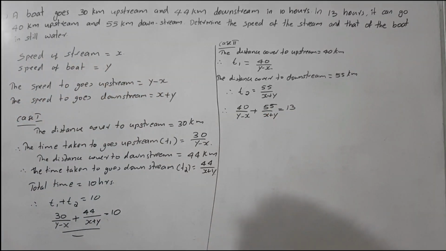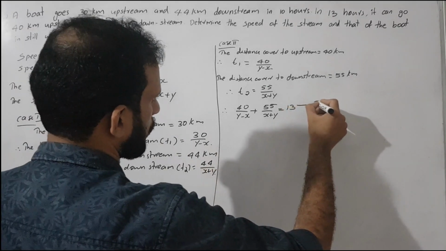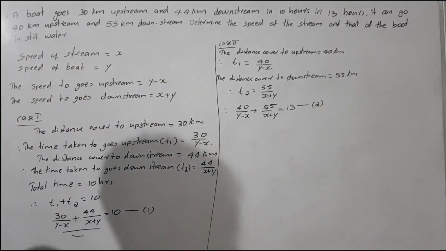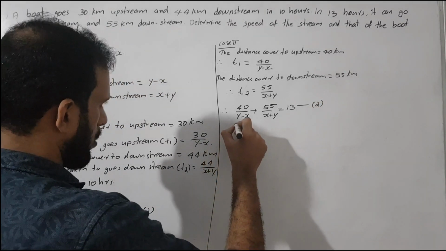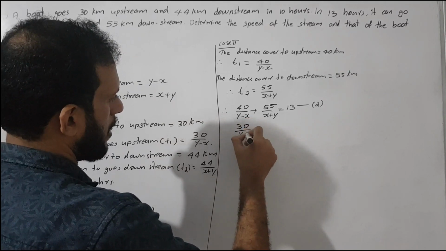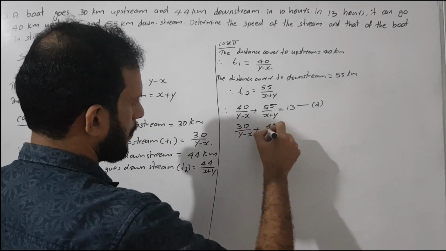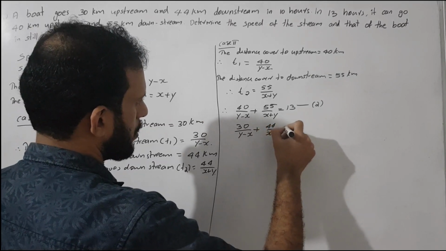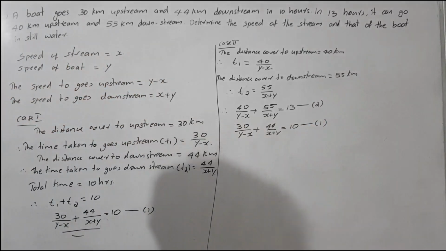Here we use equation 1, and here is equation 2, so we are writing equations 1 and 2 near each other. Next we write equation 2 near equation 1: 30 by y minus x plus 44 by x plus y is equal to 10. Next, we know that we need to rearrange this, correct?